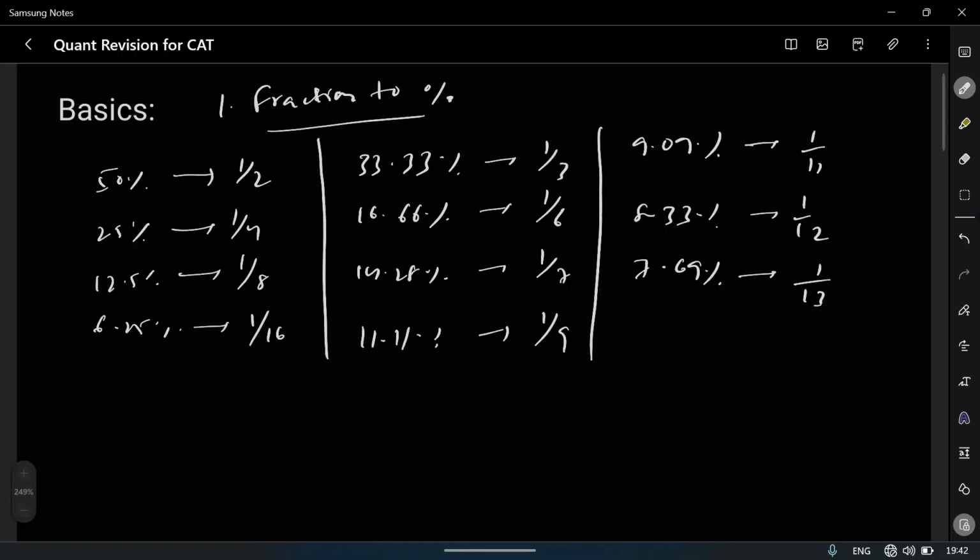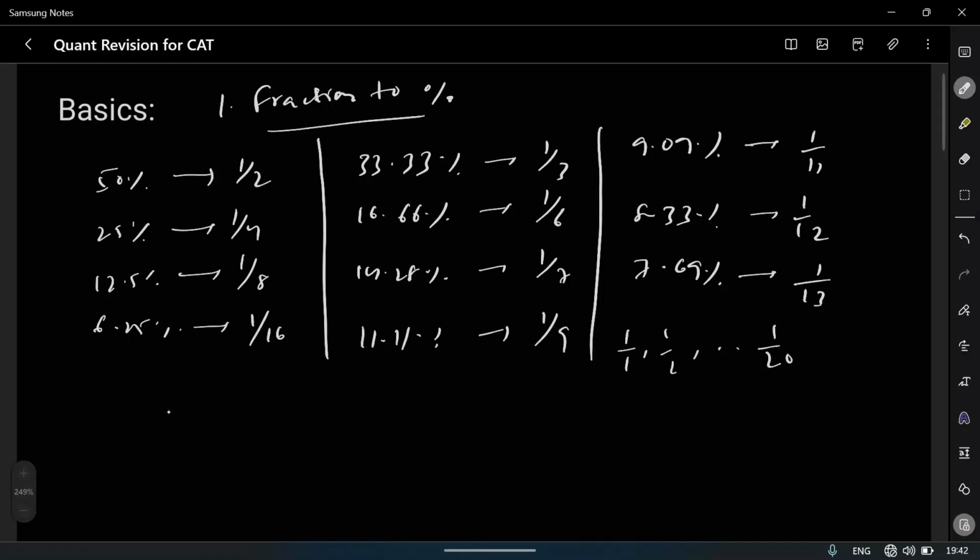So what I recommend you is to remember all the fraction values and the percentage values from 1 by 1, 1 by 2 till 1 by 20. Remember both the fraction value and percentage value. So let's discuss an example where we are going to use this.